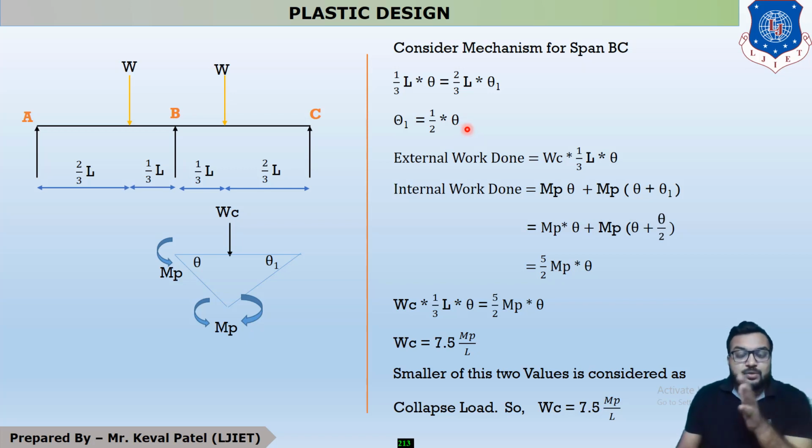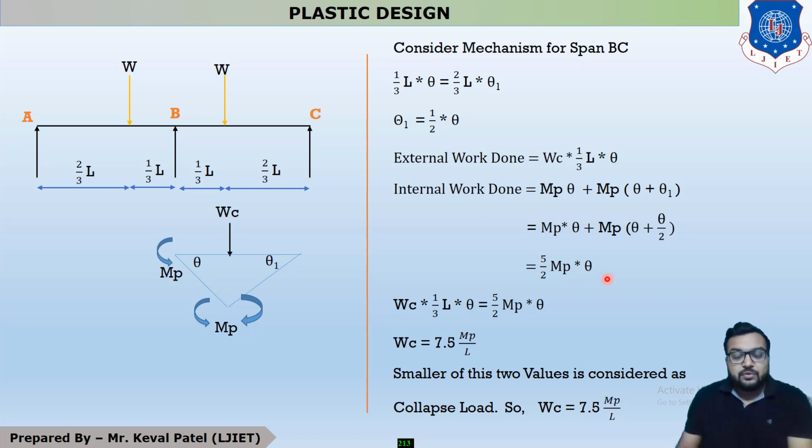Now all the calculations remain the same. External work done is equal to load into deflection under the point of load, so it is WC into 1 by 3 of L into theta. Now your internal work done is: at this point MP theta, at this point MP into theta plus theta 1, and at this point it is 0. Now we convert the theta 1 form to theta form by putting theta 1 equal to 1 by 2 theta. After all the calculation, your internal work done is 5 by 2 MP theta.